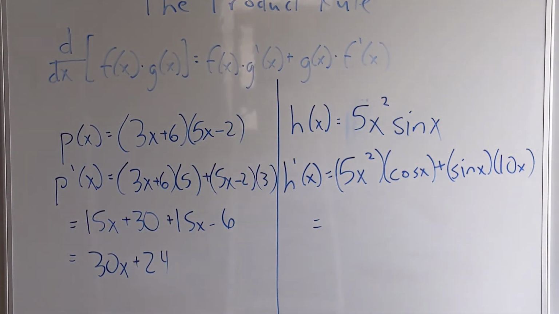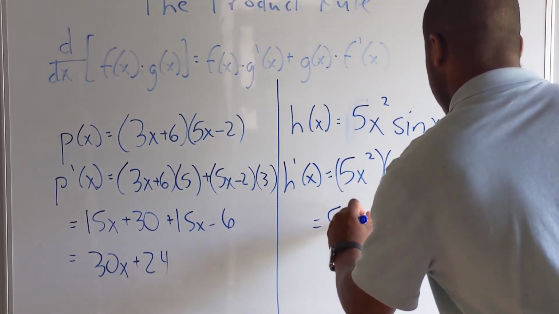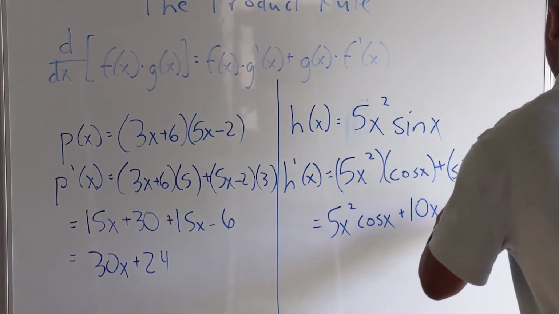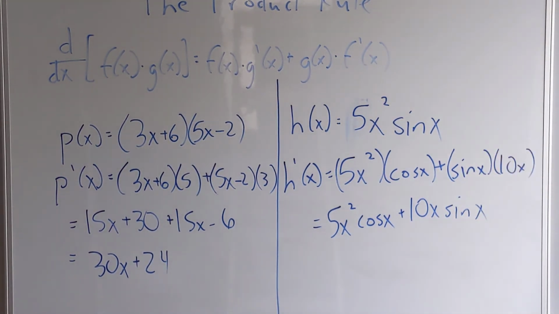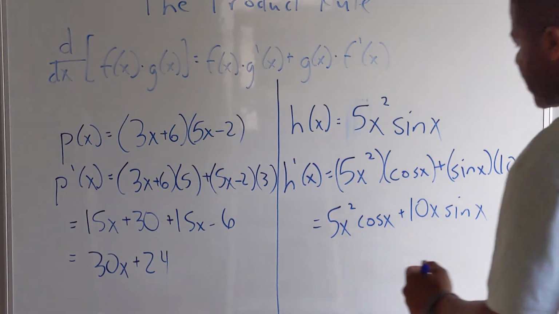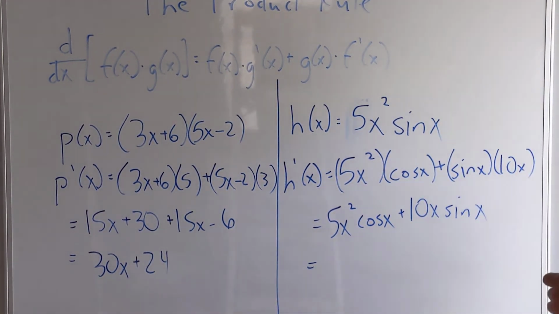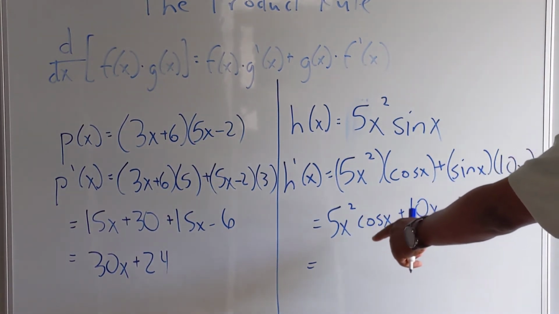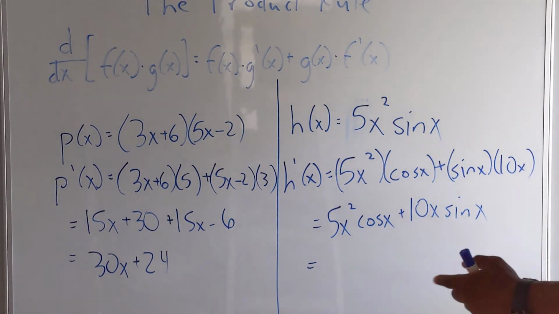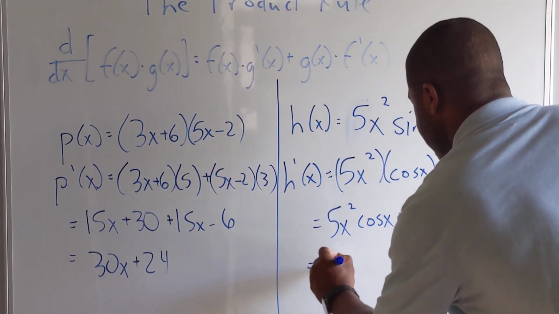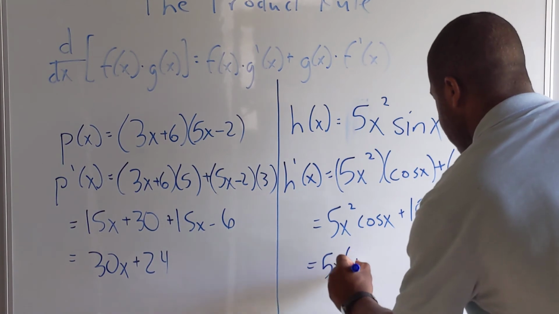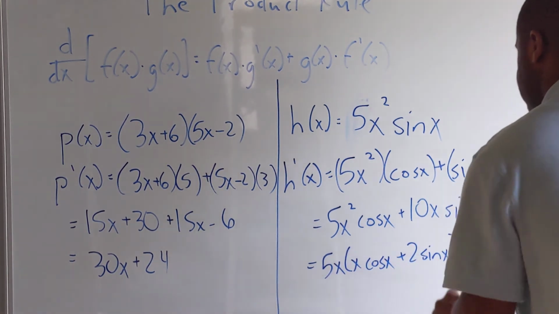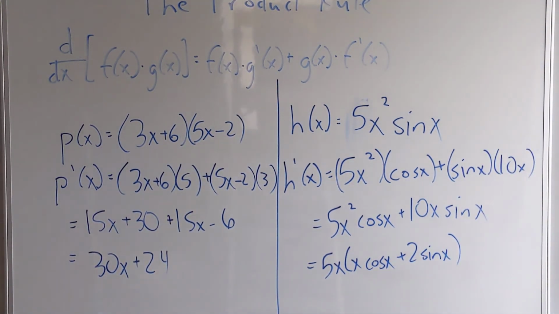Okay, we go through it. 5x squared times cosine x plus 10x times sine x. Of course, we move the 10x in front. That's the proper way to do it. And now once we get to the end, we can use our greatest common factor to simplify that. The greatest common factor between 5x squared cosine x and 10x sine x, the greatest thing that they have in common, is 5x, so that's going to give us 5x times cosine x plus 2 sine x. So those are two quick examples of the product rule.